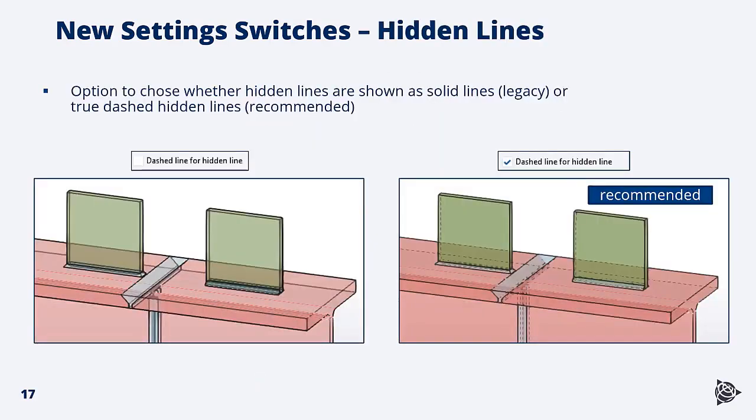So you can see here first of all the dashed line for hidden line. The old way of working, you always saw a solid line behind the part when it was shown as transparent. Now you can quite clearly show hidden lines as hidden lines, and that is our recommended setting.